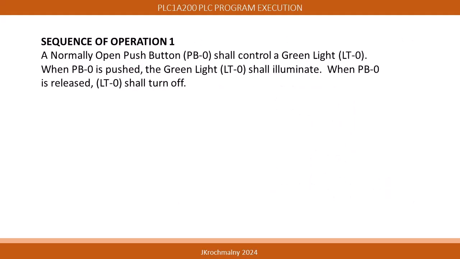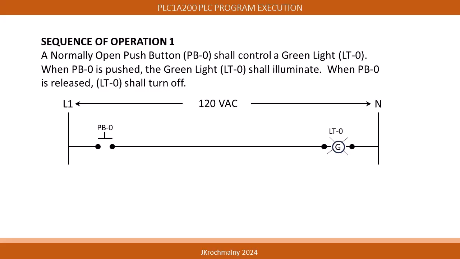Here's another sequence of operation to consider. Sequence of operation 1. A normally open push-button PB0 shall control a green light LT0. When PB0 is pushed, the green light LT0 shall illuminate. When PB0 is released, LT0 shall turn off. This could be considered easy to do by many, and the solution could be as shown in this graphic. With 120 volts applied to the circuit, when PB0 is pushed, current will travel towards the LT0 green light and illuminate it.